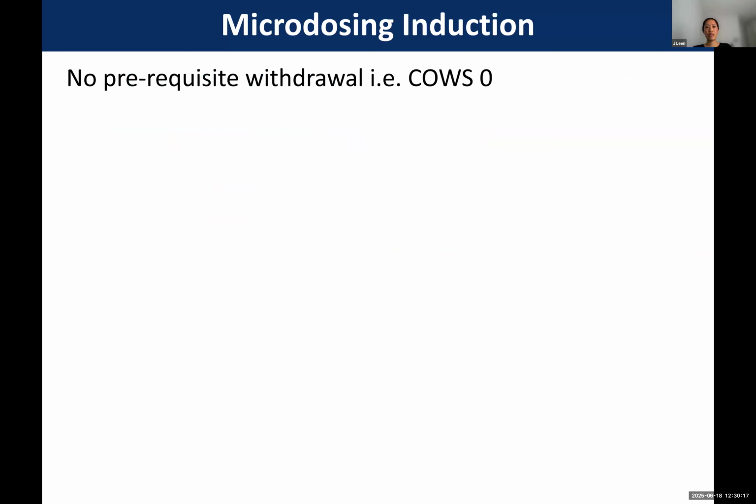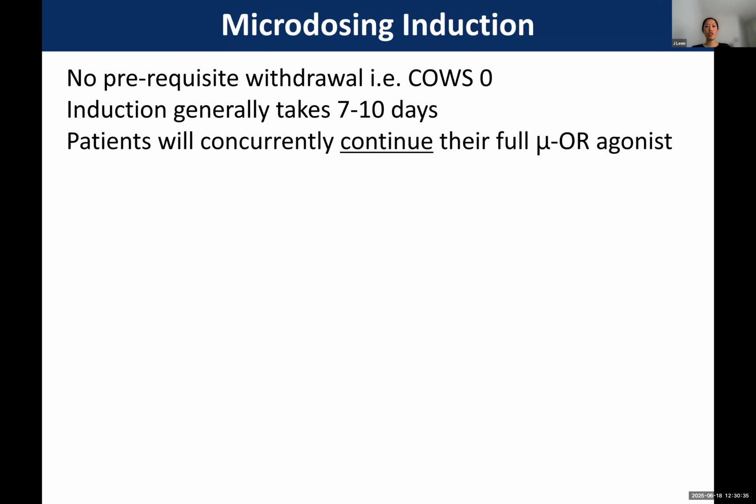Key points is that you don't have to be in withdrawal to start buprenorphine this way. So your COWS score can be 0. It does take several days because you're slowly introducing the medication over time to replace the full agonist. And patients like the fact that they can continue their full mu-opioid receptor agonist.